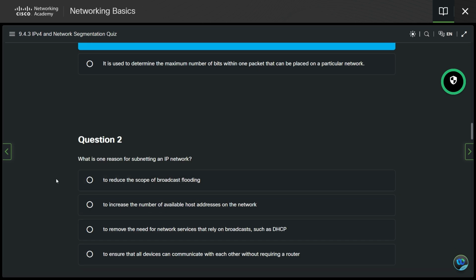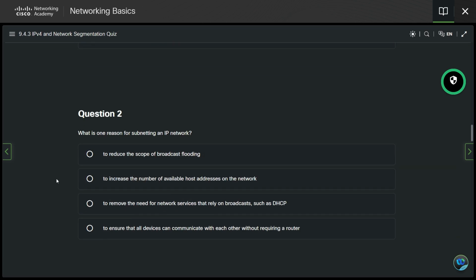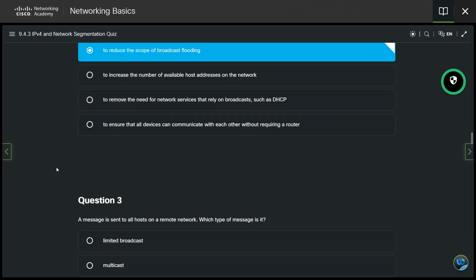Yes. Question 2. What is one reason for subnetting an IPv4 network? To reduce the scope of broadcast flooding, to increase the number of available host addresses on the network, to remove the need for network services that rely on broadcast, or to ensure that all devices can communicate with each other without requiring a router. To reduce the scope of broadcast flooding.